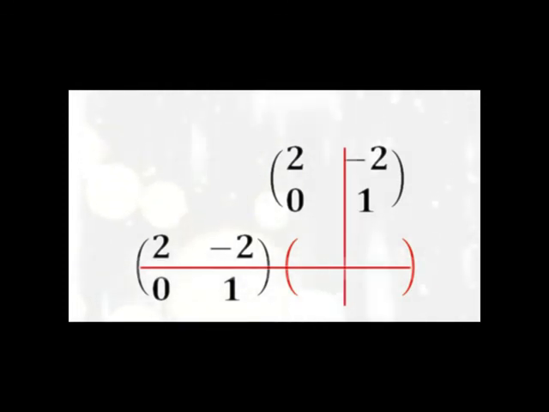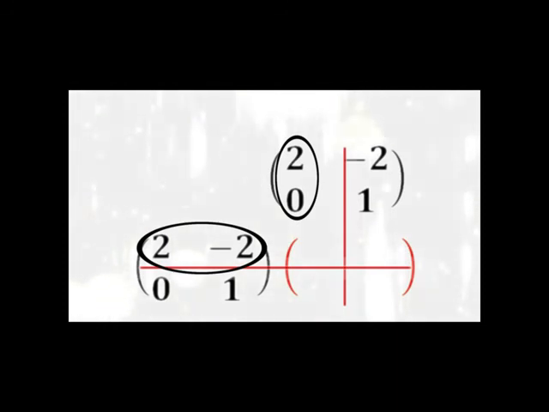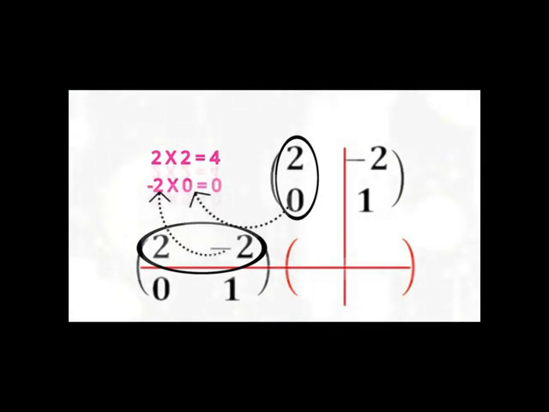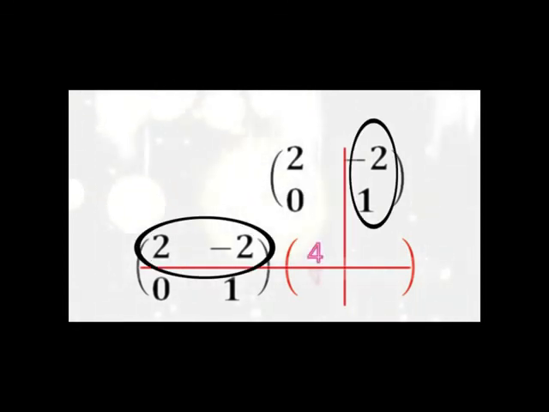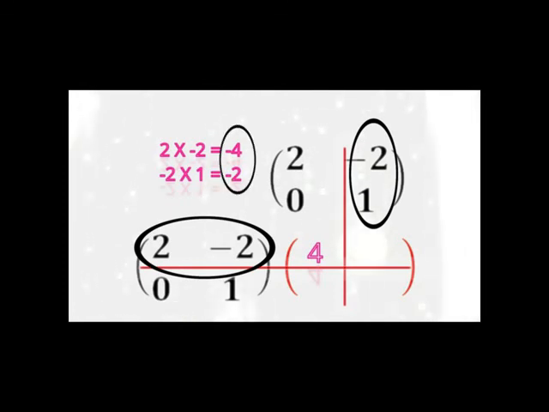Let's start with the first row with the first column. So we multiply the first number of the row with the first number of the column. So 2 times 2 equals 4. And then the second number of the row with the second number of the column. Negative 2 times 0 equals 0. And then we add those numbers together. 4 plus 0 equals 4. And 4 goes to that position. Now, we're still in the first row but move on to the second column. We multiply 2 with negative 2 equals negative 4, and then negative 2 with 1 equals negative 2. So negative 4 plus negative 2 equals negative 6, and negative 6 goes to that position.